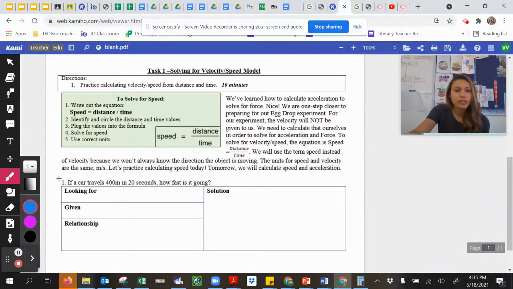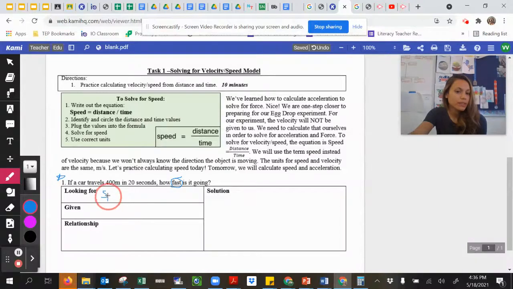For example, here's number one. If a car travels 400 meters in 20 seconds, how fast is it going? Ooh, how fast is it going? So if we say how fast, keyword fast, what are we looking for? We are solving for speed.